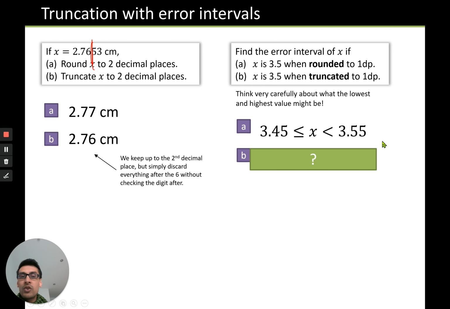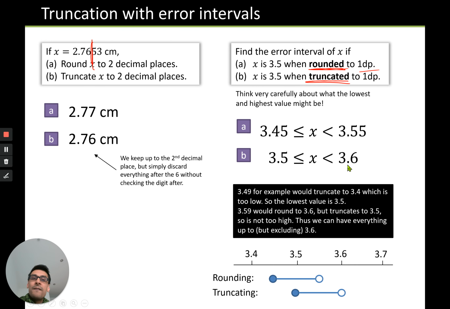Now, when we're looking at truncation, you can spot the difference here. That's the only difference between the question is one's truncated and one's rounded to 1 decimal place. So the lowest value it could have been will have been 3.5. It can't be anything less than that. The highest value will have been 3.59 recurring, which is the same as 3.6. So, and remember, we don't include that. So there's just a short explanation there, but essentially it's what we've just been looking at.